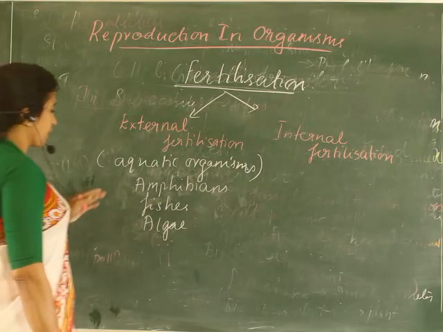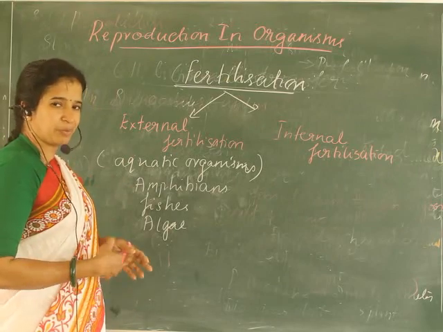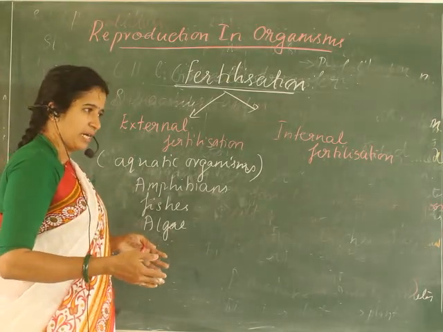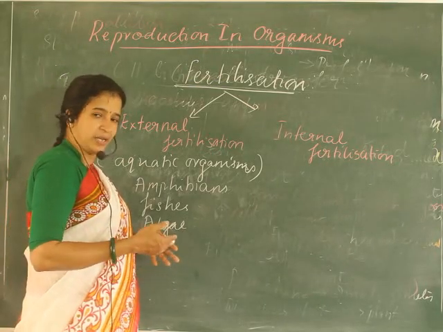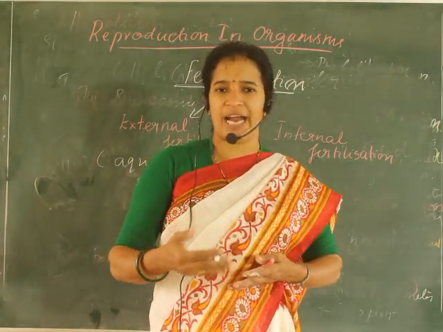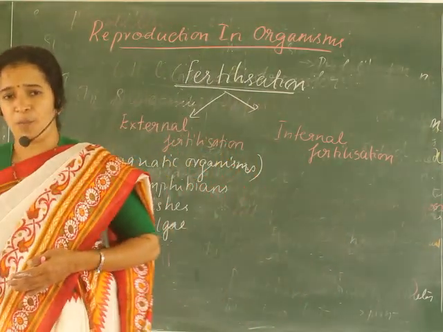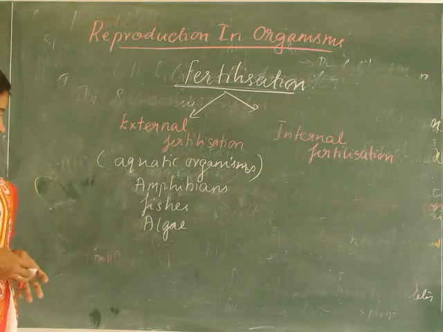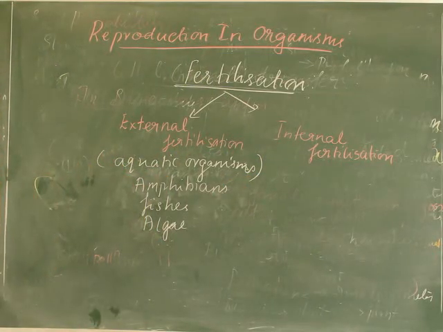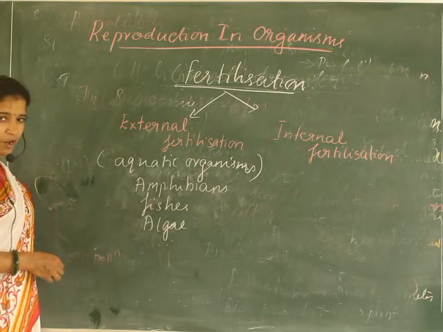The organisms which exhibit external fertilization have evolved some special mechanisms. They have a great synchrony between their two sexes, so that fusion can be made easy even outside their body. What are the special mechanisms evolved to ensure successful external fertilization? They show great synchrony between the sexes, and second, they produce a large number of gametes.